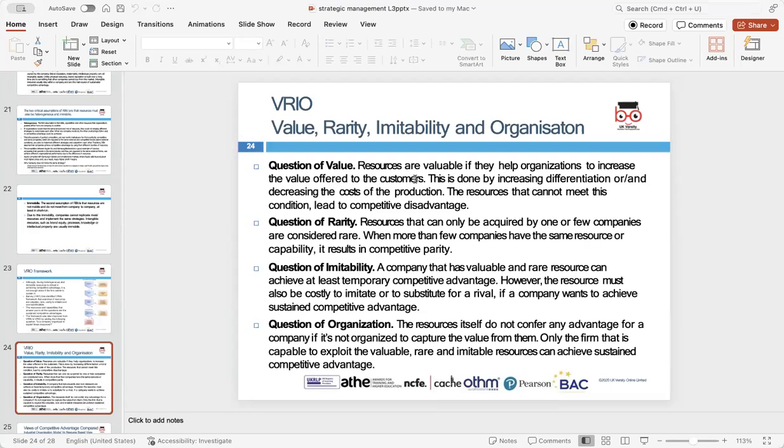Imitability: even if a resource is valuable and rare, it must also be costly for competitors to imitate. If rivals can easily replicate the resource, the competitive advantage may only be temporary. And then finally, the question of organization. A firm must be organized to leverage valuable, rare, and costly-to-imitate resources effectively. A resource alone does not confer advantage unless the firm is structured to exploit it properly.